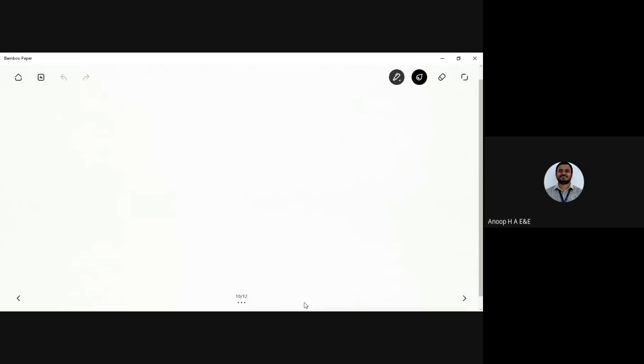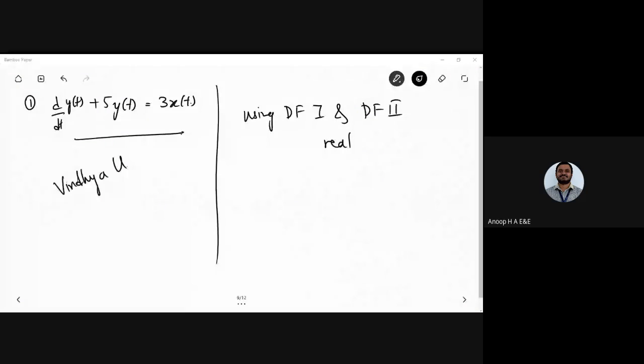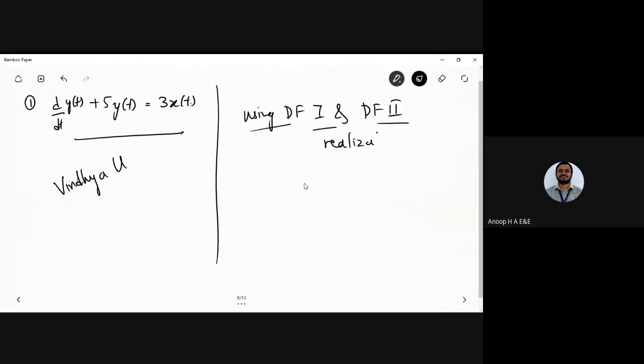She'll be solving it using direct form 1 and direct form 2 realization. Just a moment. So using direct form 1 realization and direct form 2 realization, Vindhya will be solving this continuous time signal, y of t and x of t. This differential equation of degree 1, she will be solving it and realizing it using direct form 1 and direct form 2 realization. Is she there in the meeting? I think she can confirm. Yes, sir.